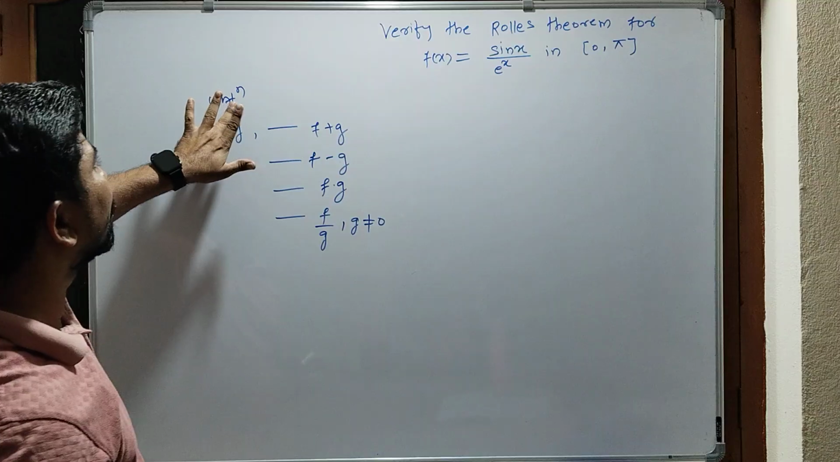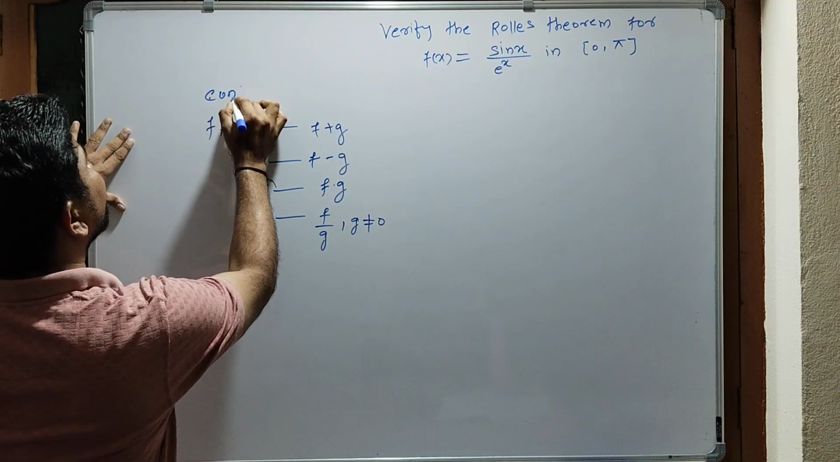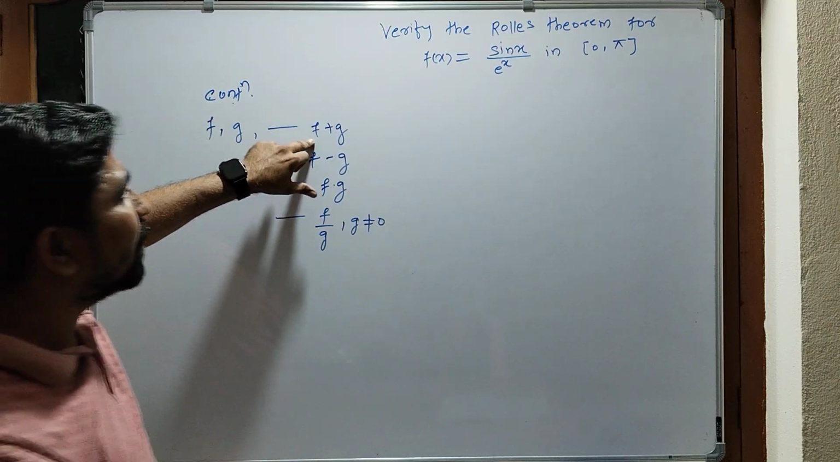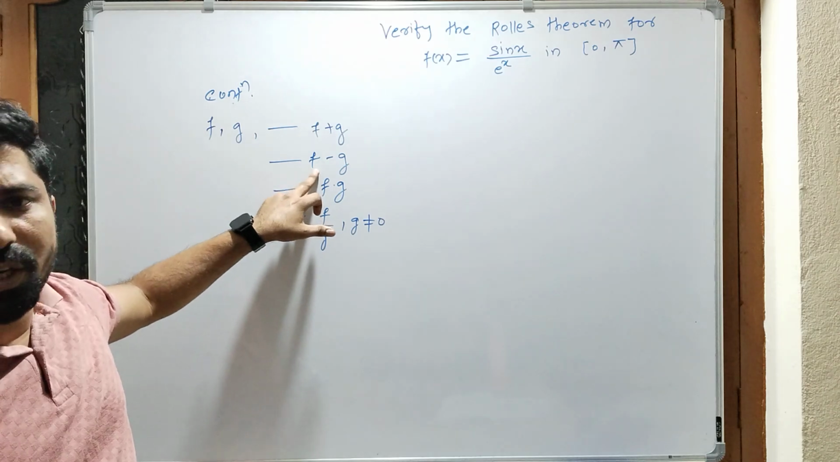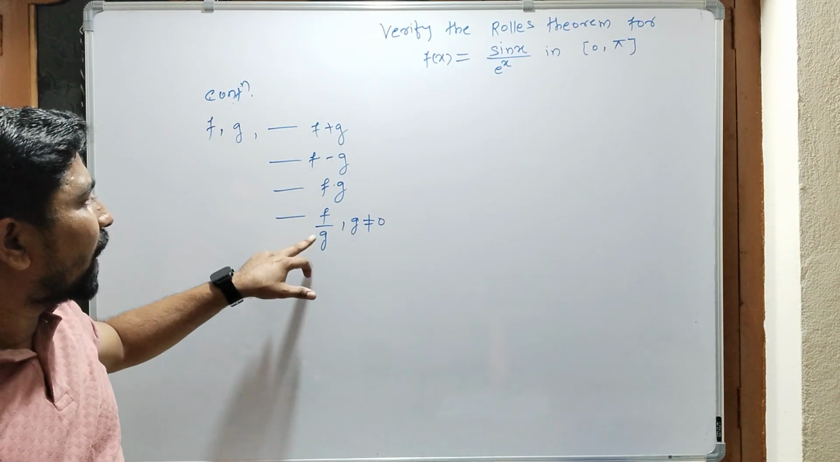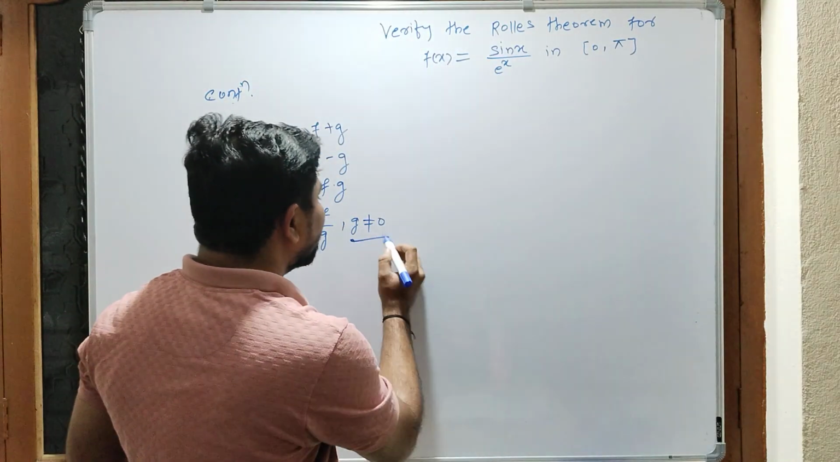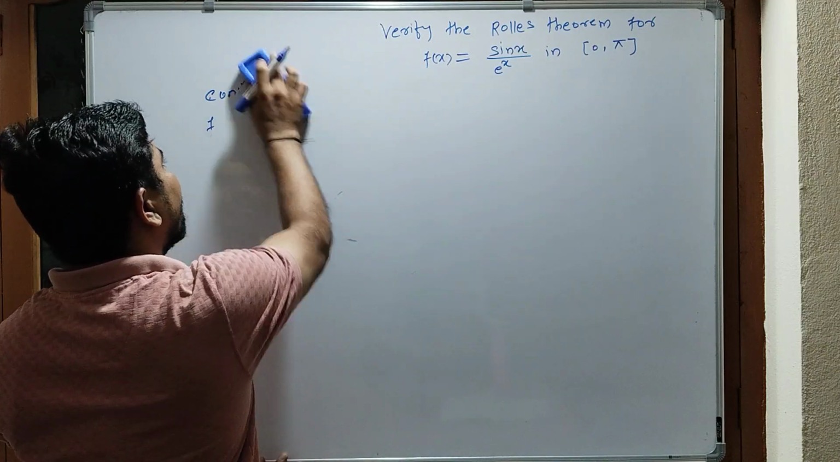If f is continuous and g is continuous, then the sum, difference and product of two continuous functions are continuous, and the quotient of two continuous functions is continuous provided g is non-zero. Now I will use this property.